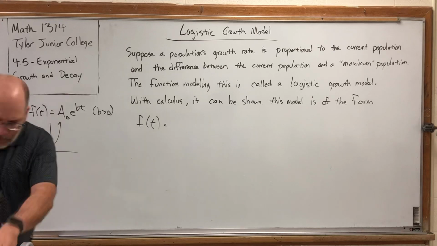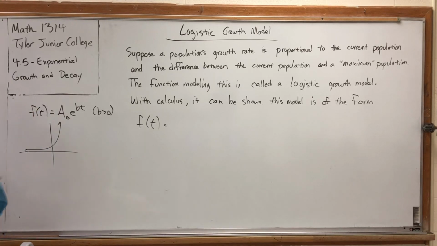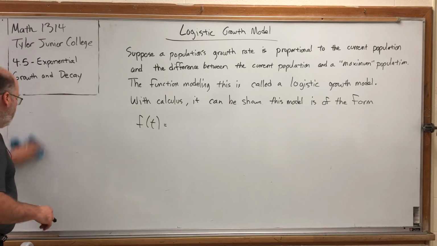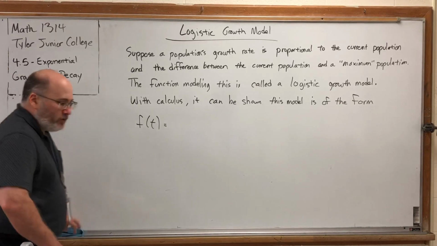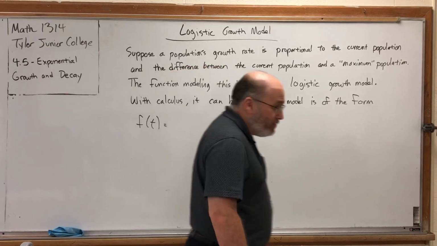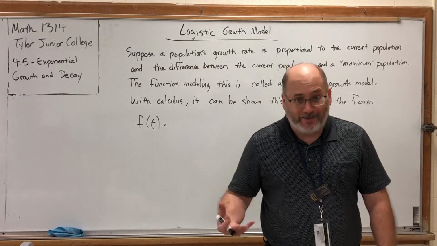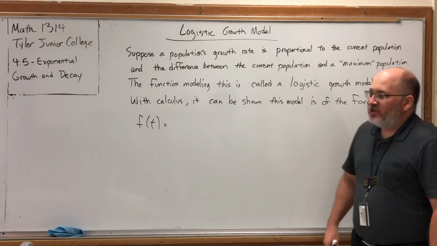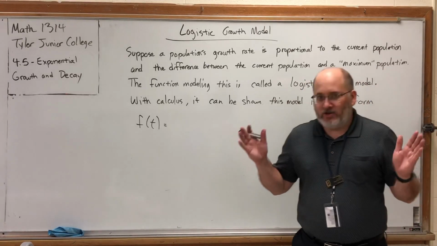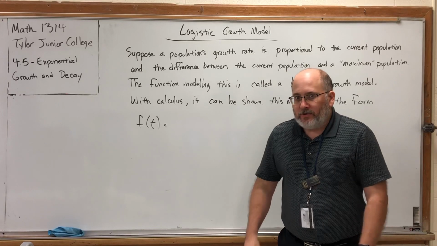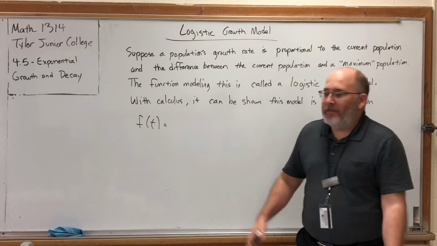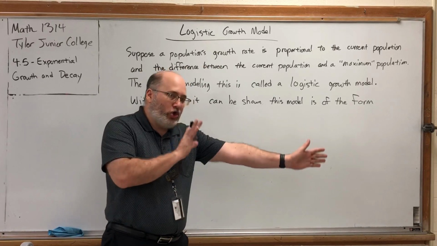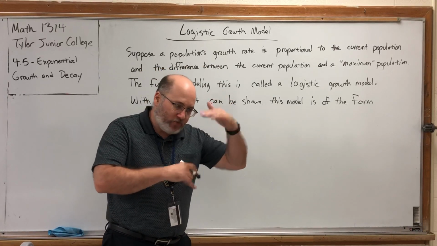So, how can we fix this? Well, we can look at a different model called a logistic growth model. An exponential growth model is where the rate of growth in a population is proportional to the current size of the population. A logistic growth model also takes into consideration the amount that the population can still grow. So the growth rate is not only proportional to how many people currently exist, but how many more could in the future, assuming some sort of limit.